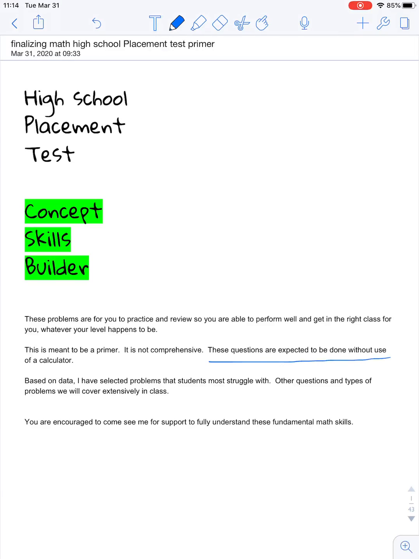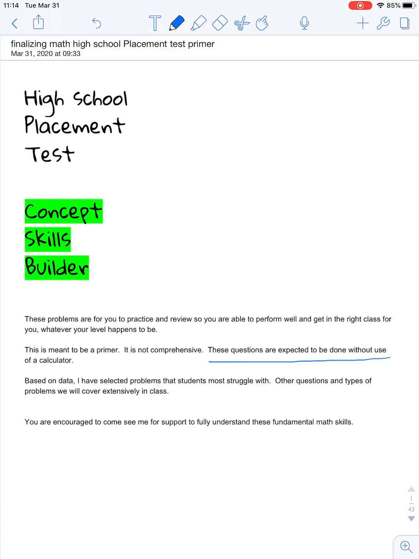These questions are expected to be done without the use of a calculator. So as you're practicing, don't use a calculator. When you take the high school placement test as well, don't use a calculator. I also want to mention this review is just meant to help you. It's meant to be a tutorial. If you still have questions, please reach out to your Kumu.